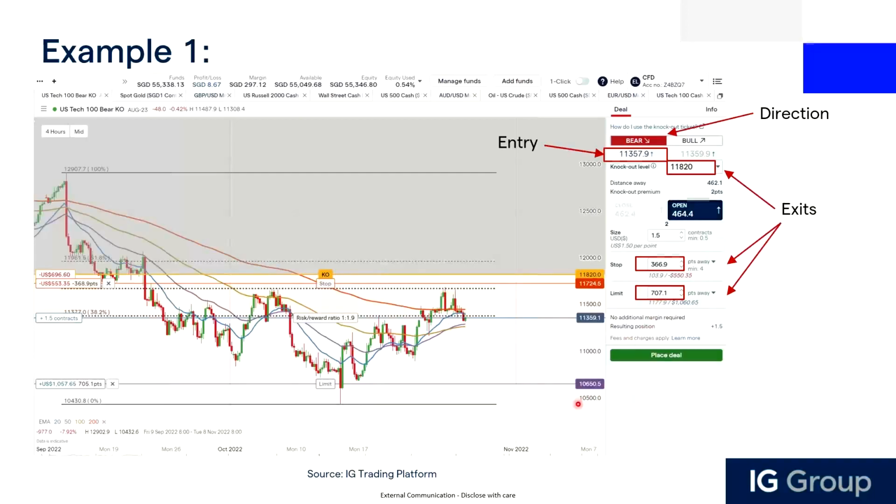The purple line here is the limit. So this is your take profit. And over here is the position sizing, the last one that I didn't really touch on.